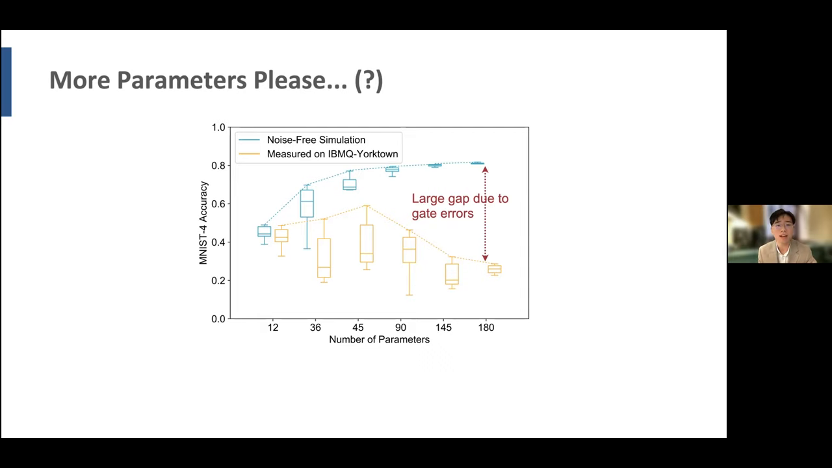When we deploy a large model or a relatively large model on hardware, it quickly becomes prohibitive to deploy despite the theoretical advantages in expressive power. So there is a huge gap between the theoretical predictions and the empirical results. The performance of an ansatz will increase but saturate with increasing parameters theoretically, which is the blue line. And in practice, when we deploy and measure the accuracy of a task, for example, the performance degrades significantly.